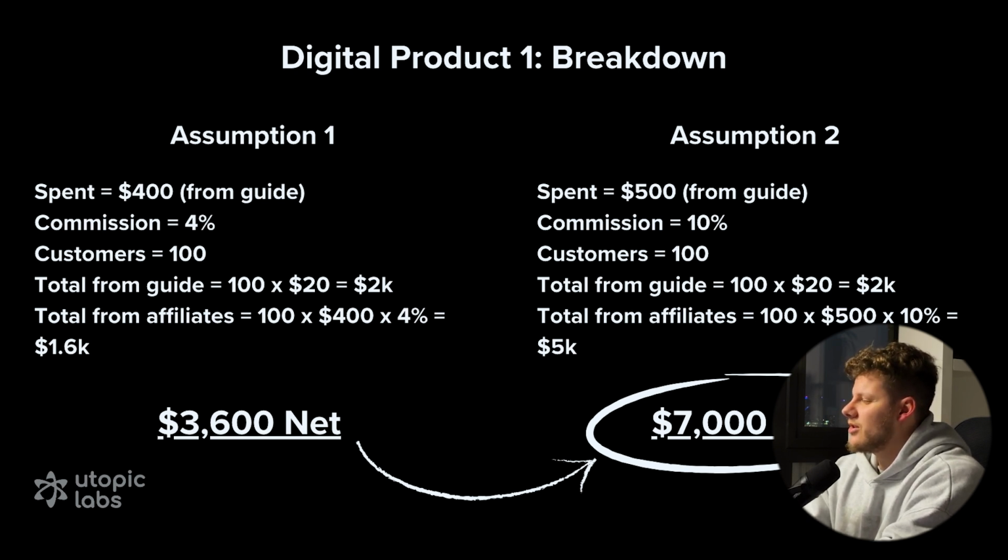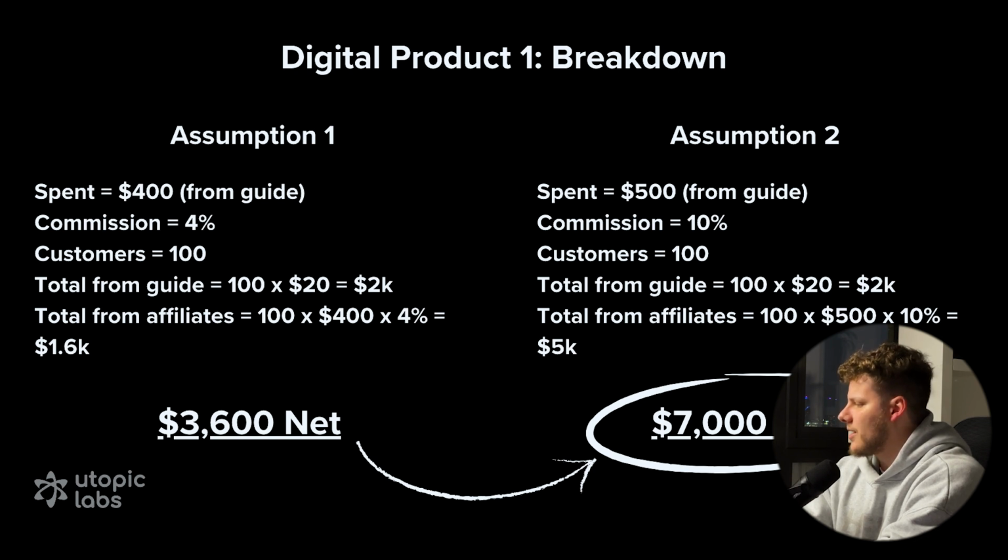So you maybe use different links that are a bit better. You maybe find pieces of clothing that are from more independent shops that may be pushing more affiliates out. And if you keep an average of 10% for 100 customers, obviously the total from the guide will stay the same at $2,000. But the total from affiliates will completely change, right?